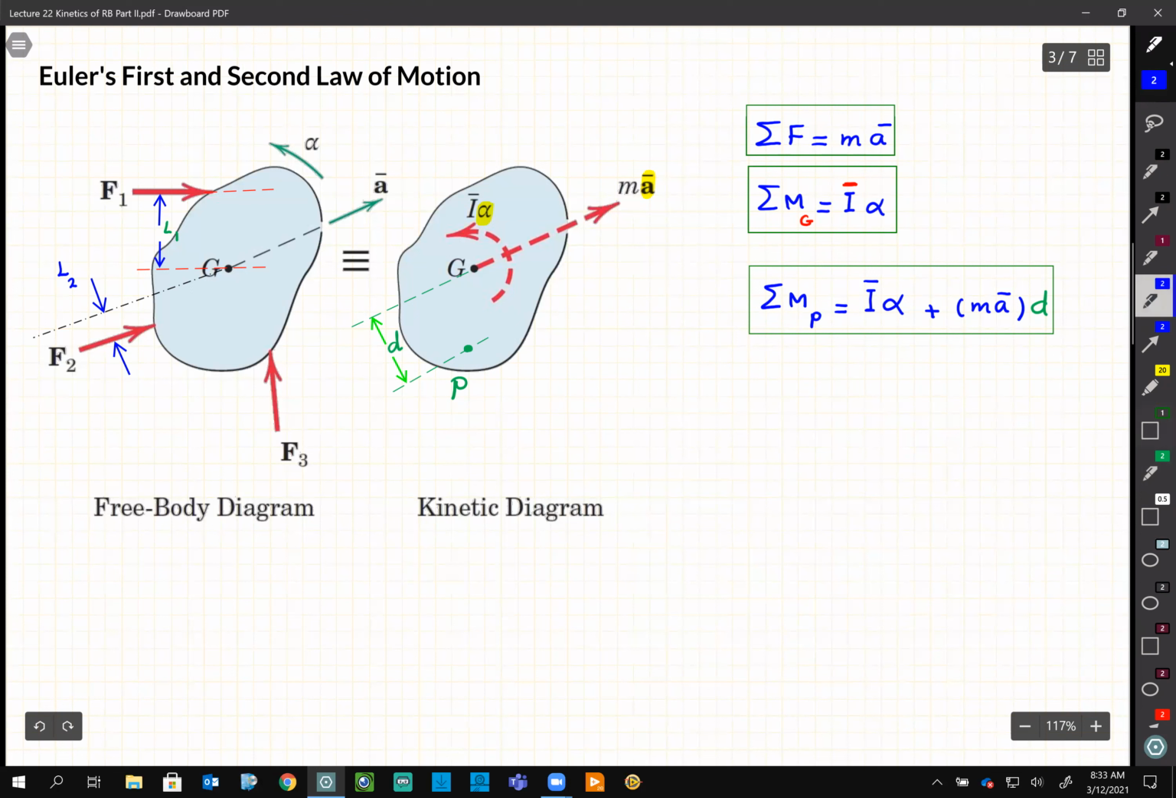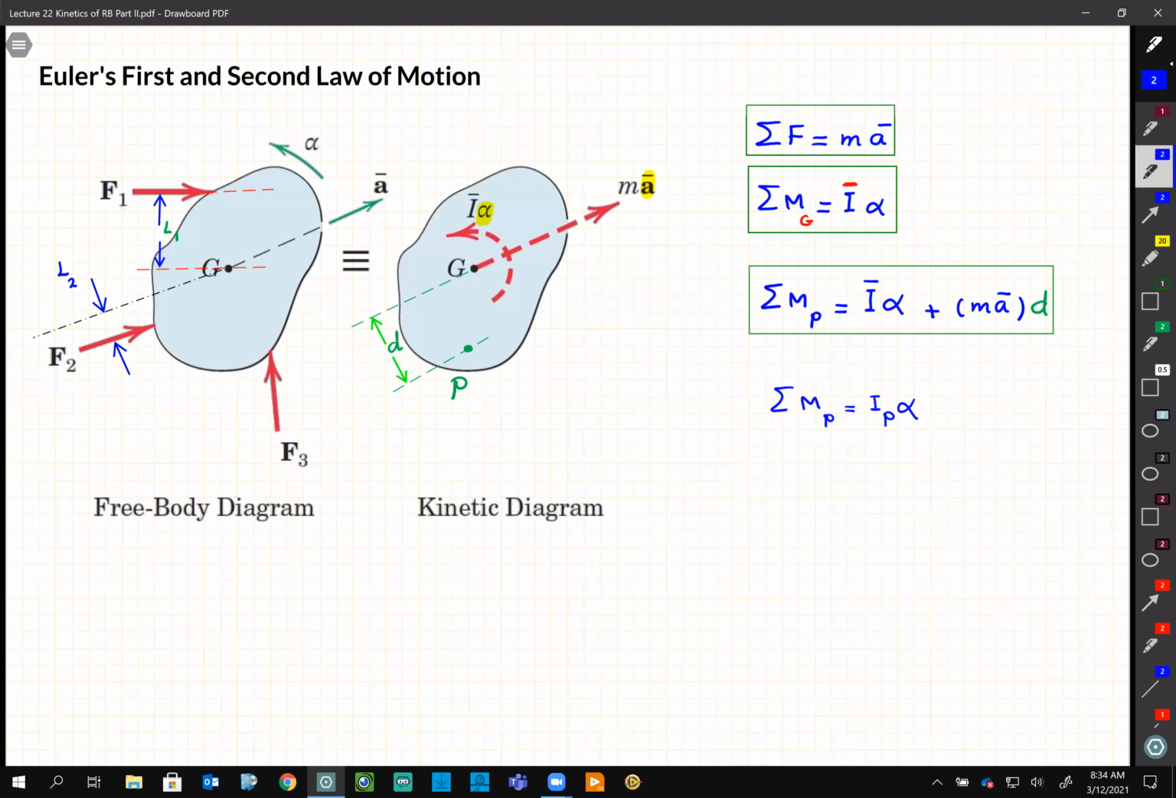And another bad mistake that I saw a lot is that students write sum of the moment about P is equal to I P alpha. And this is a very bad mistake. Euler would be very upset in his grave. Okay, so any questions, guys, here?